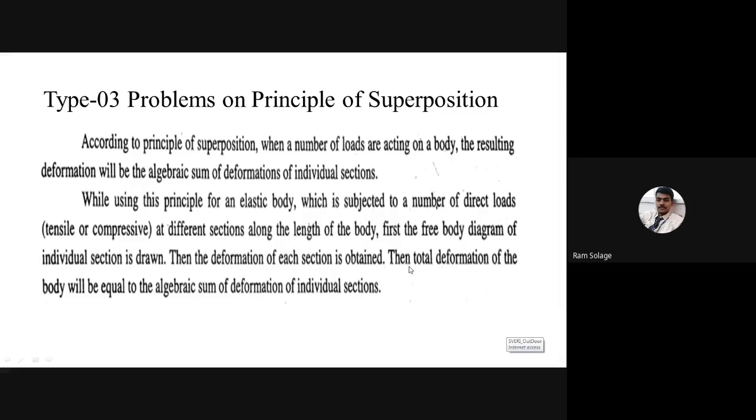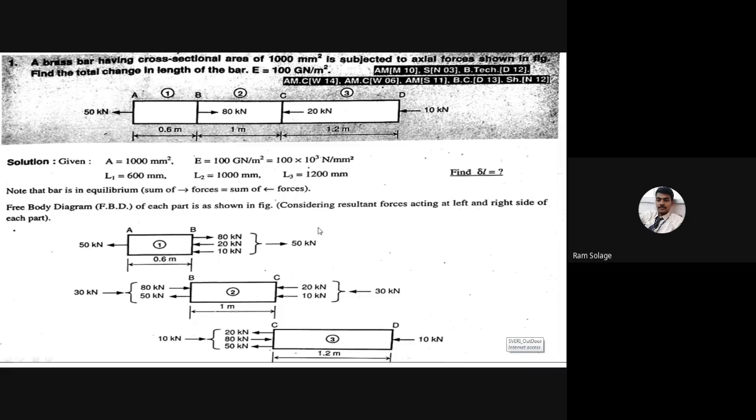We have to calculate these, and then the total deformation of the body is equal to the algebraic sum of the deformation of the individual sections. Thus, delta L is equal to delta L1 plus delta L2 plus delta L3, which will give the total deformation of the bar. Now, this is the theoretical statement related to the principle of superposition. How to solve the actual problems on the principle of superposition?